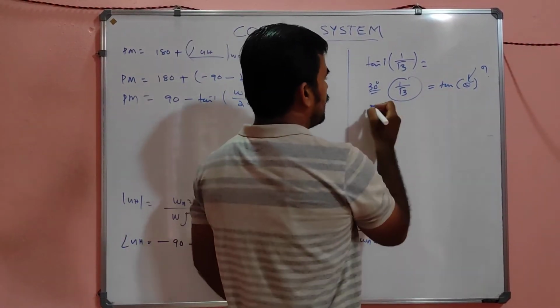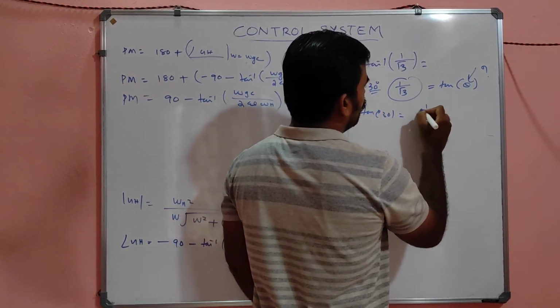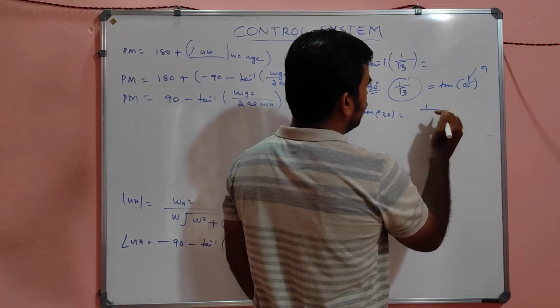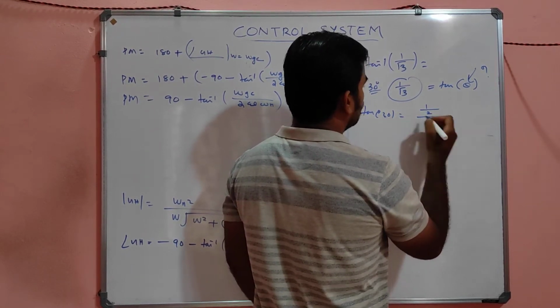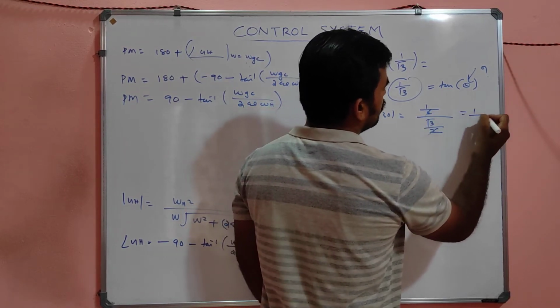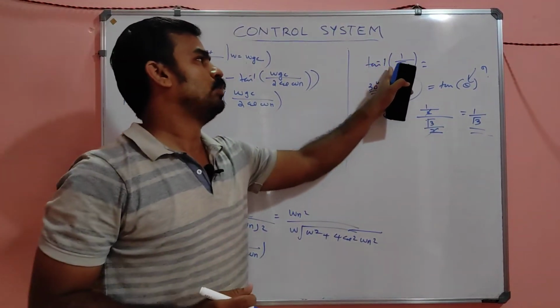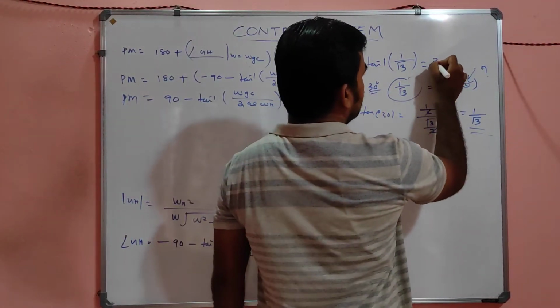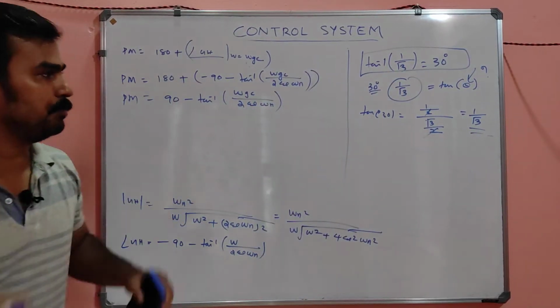Take tan 30. It is sin 30 divided by cos 30, which is 1 by 2 divided by root 3 by 2. The 2s cancel and we get simply 1 by root 3. So tan inverse 1 by root 3 is nothing but 30 degree. Just keep that there.